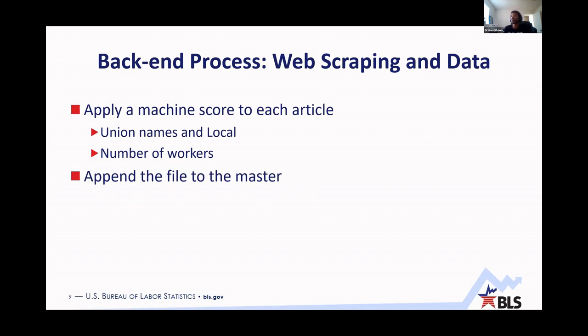What we do is we apply a machine learning score to each article. We've used it based on union names and the word local, because local applies to local unions within a certain jurisdiction. We also use a number of workers. So if it's 1,000 workers, that article should be something that we keep to be reviewed. Then we append it to a master file. We have one for every day, the current month, then a master file, and then a new master file that's going to have the actual date published and the actual source. Next slide.